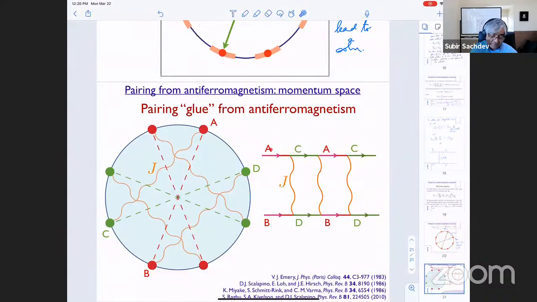And so what happens is you go from A and B, two electrons here and there, which are forming a Cooper pair, will scatter to points C and D with a J. And then as they scatter, the sign has to change. Only with the sign change does the Schrodinger equation for the Cooper pair have a solution. Okay. And this keeps happening over and over again. And that coherent process is what leads to D wave superconductivity.